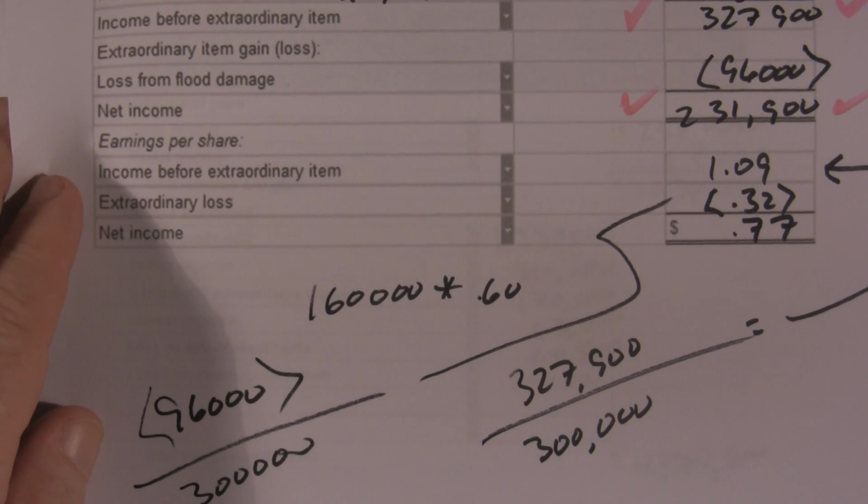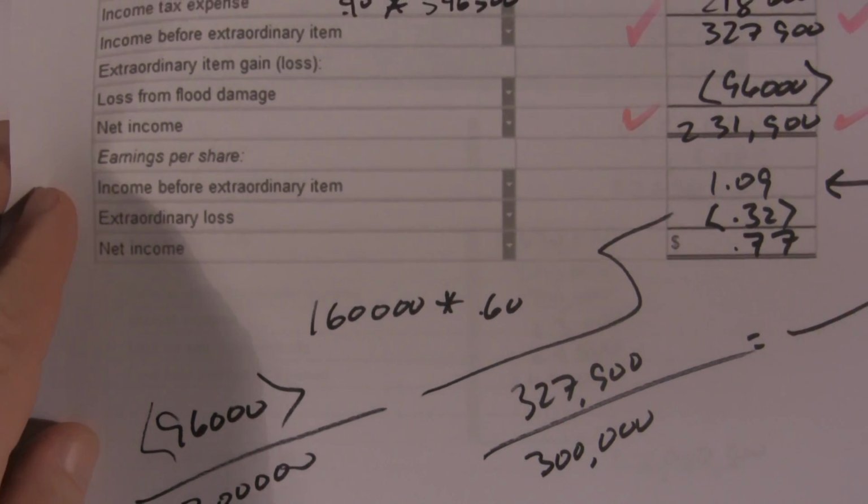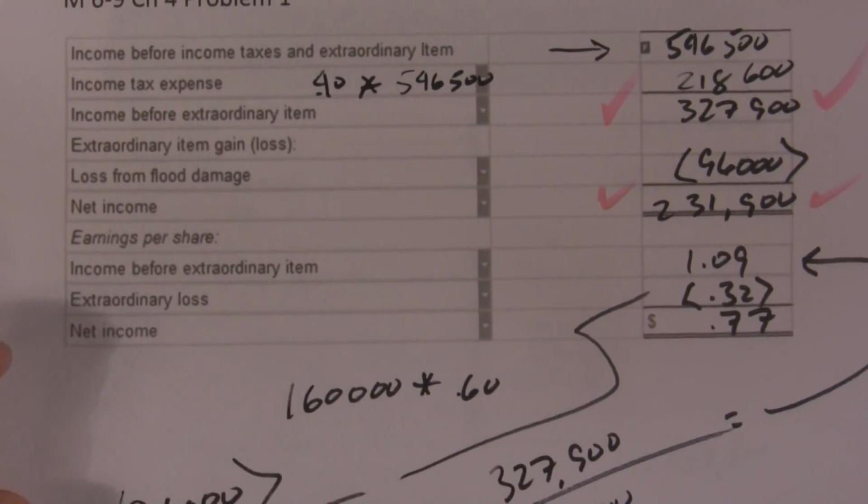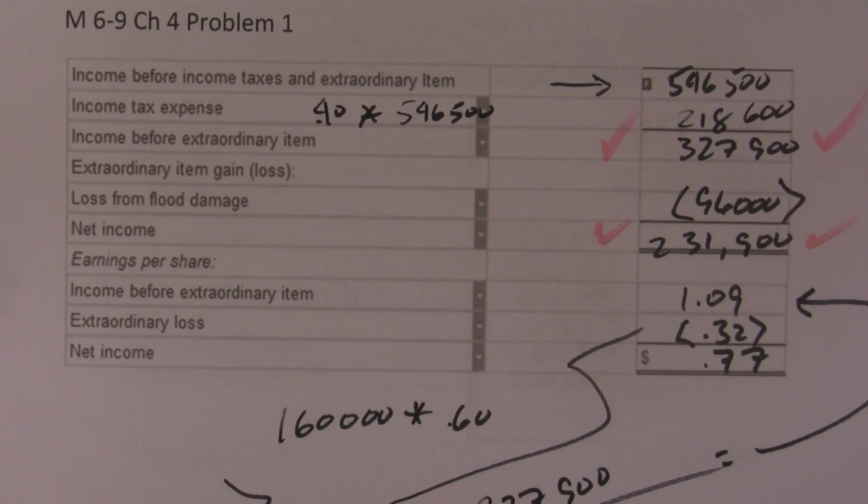So that's Chapter 1, Problem 4, a single-step income statement. Stand by for Part 2, a multi-step income statement.